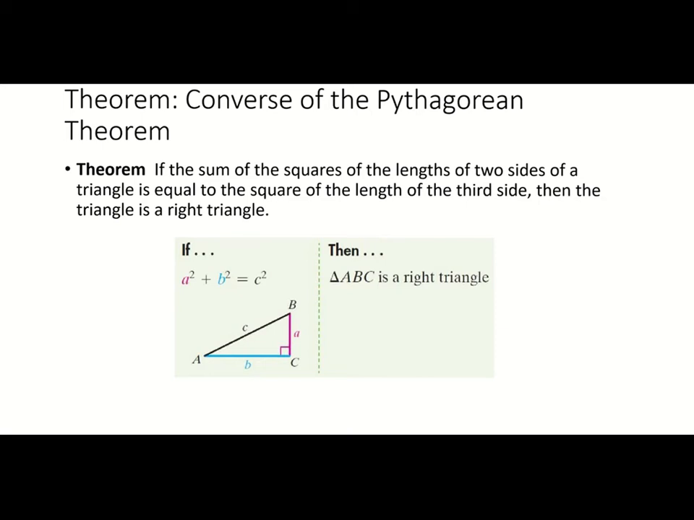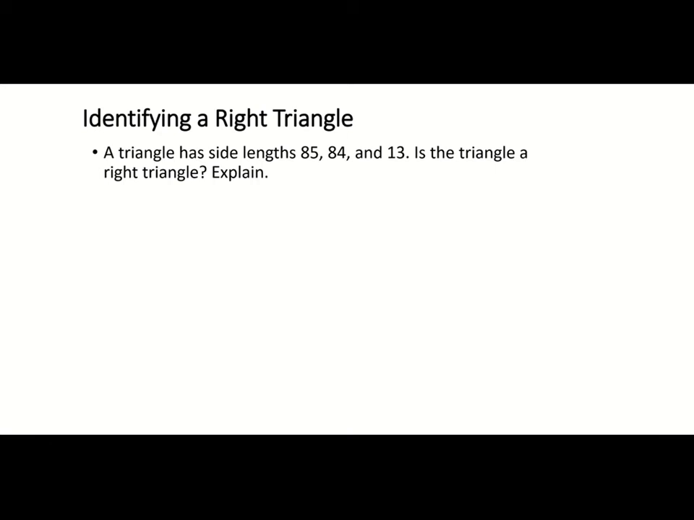All right, so for the converse of the Pythagorean theorem, remember they just switch the if and the thens around. So it says if the sum of the squares of the lengths of the two sides of a triangle is equal to the square of the length of the third side, then the triangle is a right triangle. So the question they give us here is, is the triangle that has the side lengths of 85, 84, and 13 a right triangle? Now we can use our Pythagorean theorem to find our answer out here.